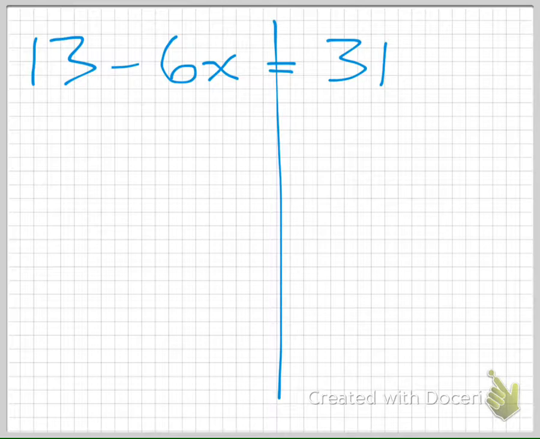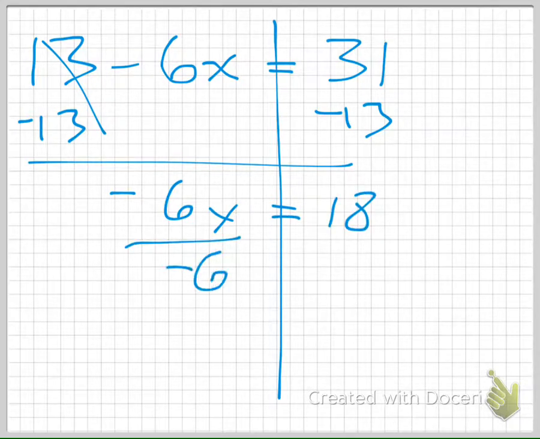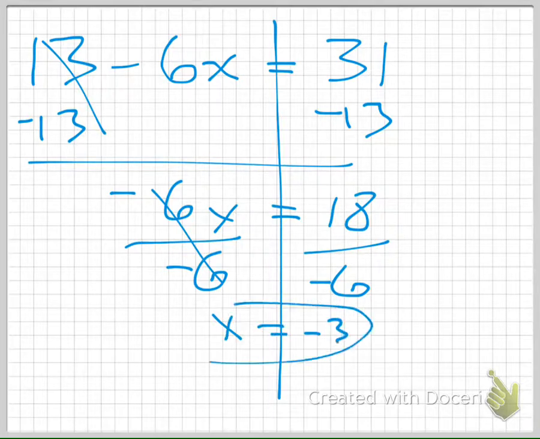Okay. So minus 13, minus 13, that gives me negative 6x equals 18. Divided by negative 6, divided by negative 6, x equals negative 3. How many of you got negative 3? I got 3. I didn't finish because I originally did that, but I realized it was wrong, so I was going to go back and do that, and then I ended it. I know I had to do the 13, but I didn't know what to add.